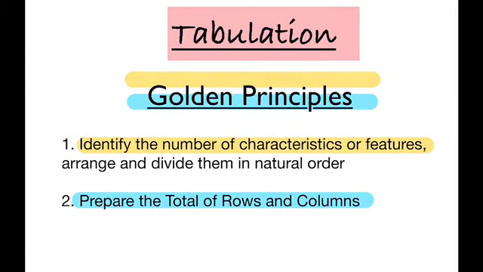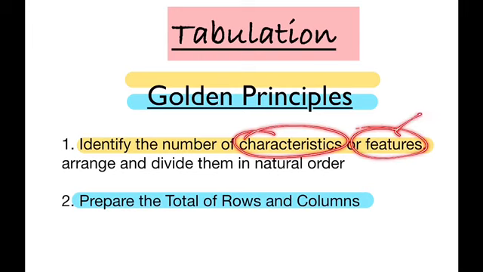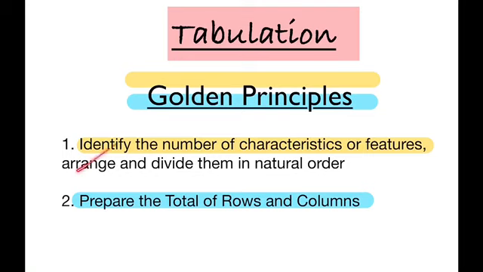The first golden principle is to identify the number of characteristics or features given in the question and arrange and divide them in the natural order. What is this natural order? The natural order depends upon facts and circumstances given in the question.